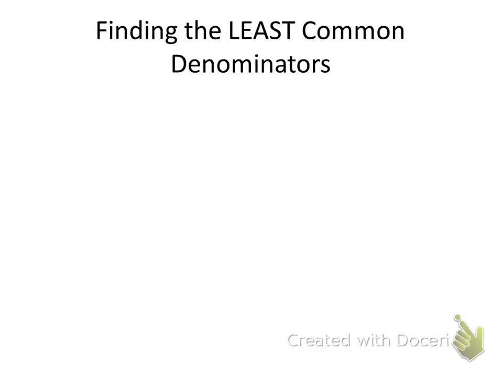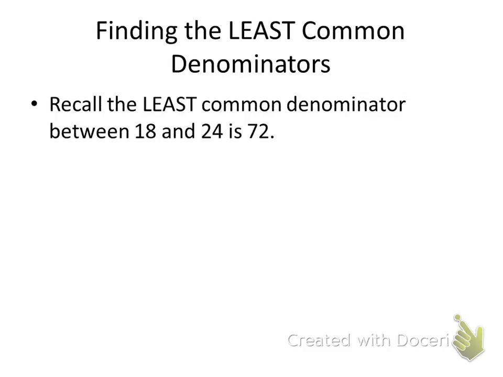So not just monomials, that's what the warm-up was about, whenever monomials were in the denominator. What happens if you have a trinomial or a binomial in the denominator? How are we going to do it? Well, we got to recall what we used to do with numbers. So the least common denominator between 18 and 24 is 72.